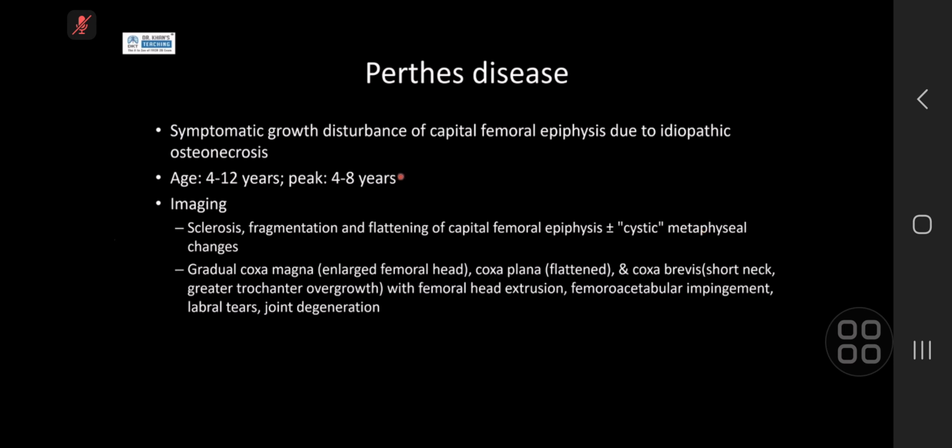So as I said earlier, this is Perthes disease, where you have flattening of the femoral epiphysis. On imaging you get sclerosis, fragmentation, flattening, and then these cystic metaphyseal changes. With time you get enlargement of the femoral head, flattening, and a very short neck, or coxa brevis. You can also get femoral head extrusion, FAI, labral tears, everything consequent to that.